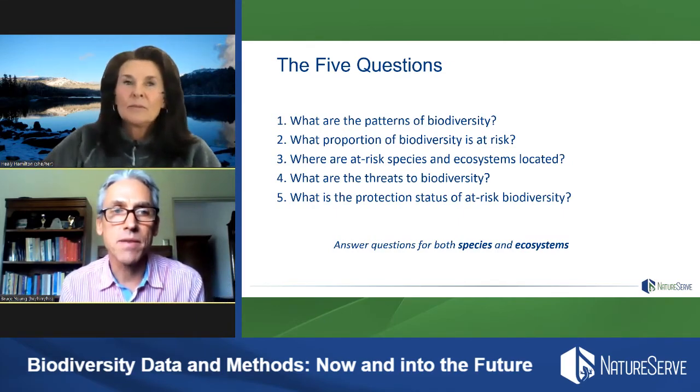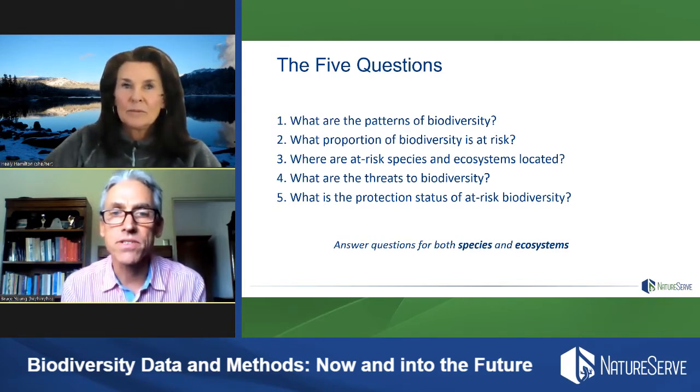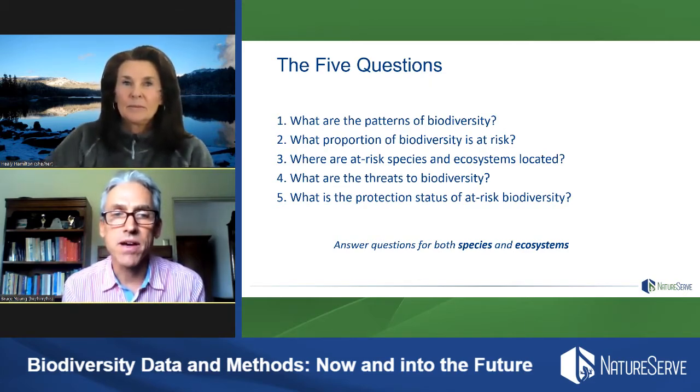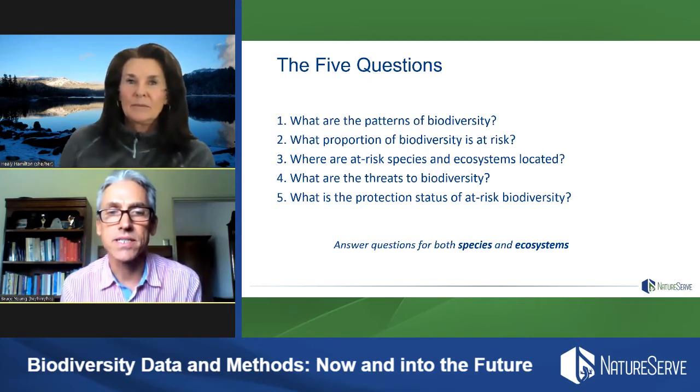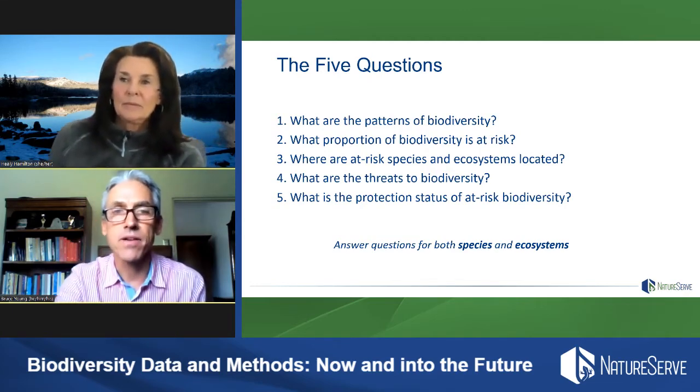So these questions are: What are the patterns of biodiversity? What proportion of biodiversity is at risk? Where are at-risk species and ecosystems located? What are the threats to biodiversity? And what is the protection status of at-risk biodiversity?